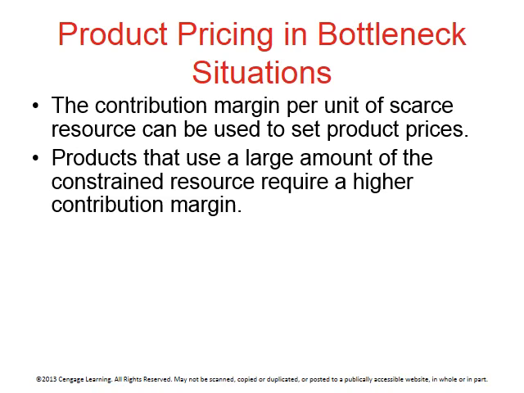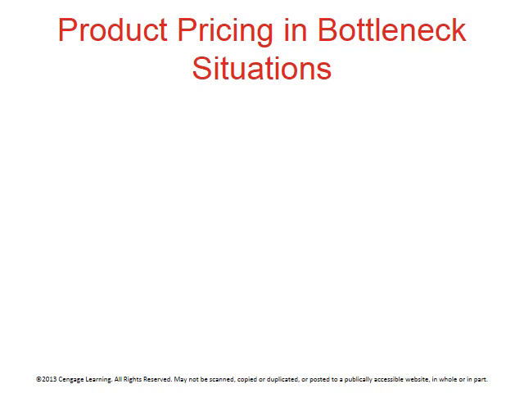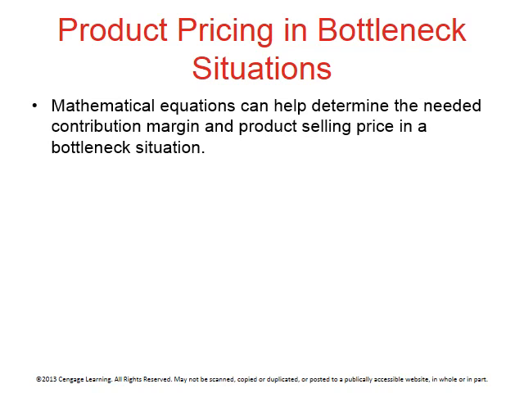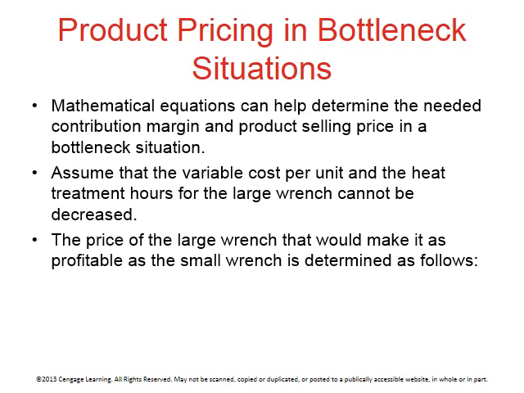So, product pricing. There's a lot of math that goes into this, and if you take a higher-level cost accounting course, you get more into this. But we assume that the variable cost per unit and the heat treatment hours for the large wrench can't be decreased. We're assuming that we can't make it any better.